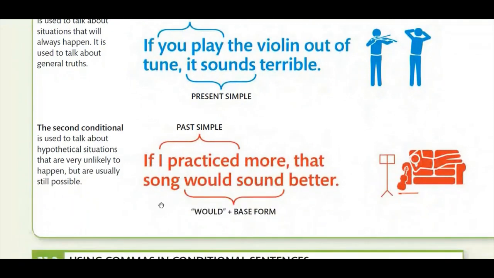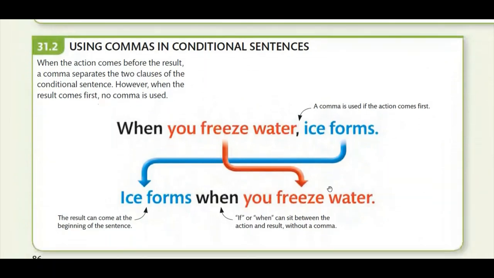And the second conditional, we use past simple and then would plus base form. If I practiced more, that song would sound better. Using commas in conditional sentences. When you freeze water, ice forms. Or you can also replace it, ice forms when you freeze water. Here in this sentence we do not use any kind of comma, but in this sentence if you are using if or when in the beginning, you should and you must use a comma.